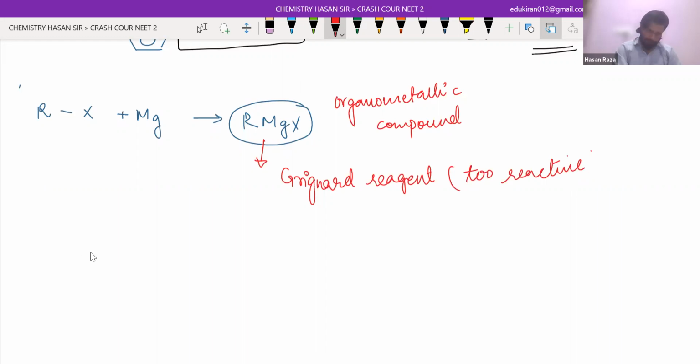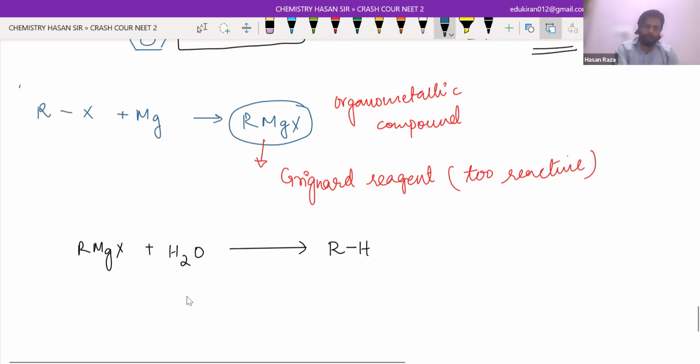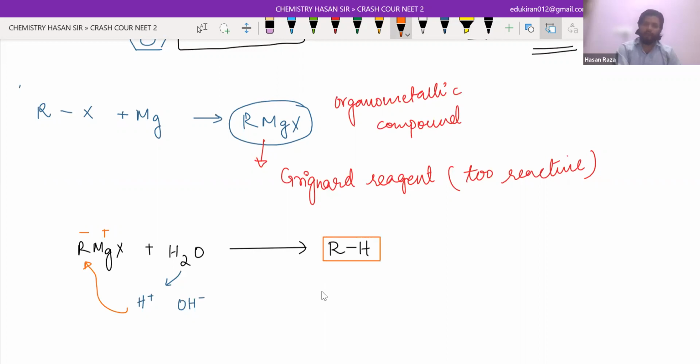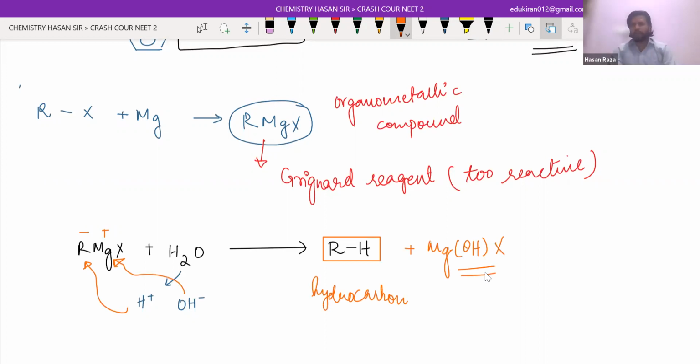If Grignard comes in contact with moisture, it will directly convert itself into hydrocarbon. How? You can see water has two parts, H plus and OH minus. And also you can see R is more electronegative than magnesium. Magnesium is a metal, so this will have plus, this will have minus. So this will go with this and it will convert itself into hydrocarbon, and this will be your byproduct. This negative will go to this and it forms MgOH, so this is your byproduct. Grignard is so reactive that it will convert itself into hydrocarbon even if it comes in contact with moisture. Is that clear?